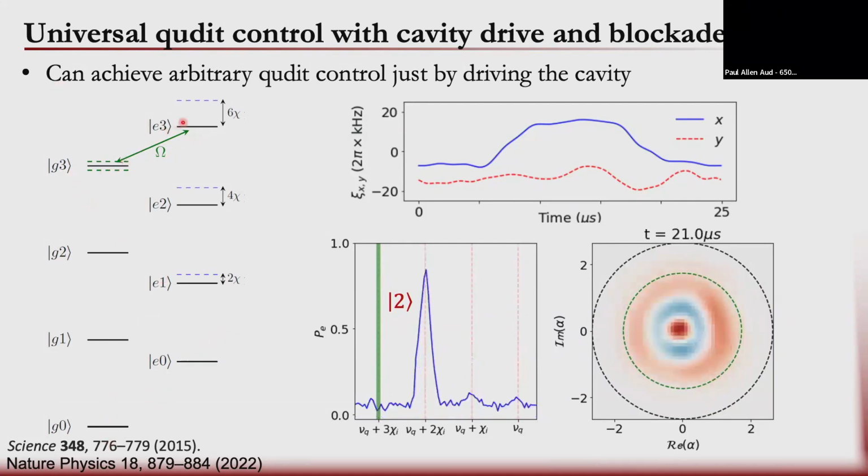I'm driving here, so I only hit this line. I don't hit any of these other lines, but I've split the line. So everything is harmonic here, here, here. But when I get to there, there's no line there because I split it, or I could shift it if I want. And so here's just an example where we did this for two photons.